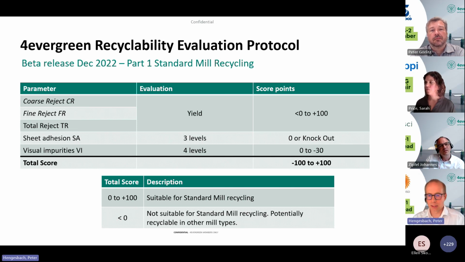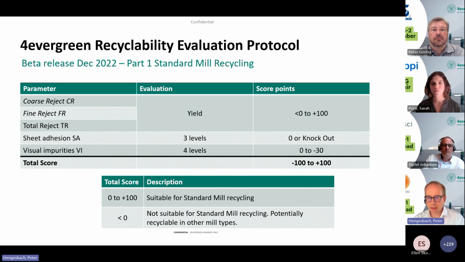The parameters currently included in this evaluation protocol, Part 1 for the standard mills, are the coarse and fine reject, which is calculated into a yield parameter for the evaluation. This can reach up to 100 points if all the fiber material or the paper can be repulped and used for paper making, or it can get a negative score once you exceed defined thresholds. It means that you get negative score points, which of course can cause an overall failure of the test.